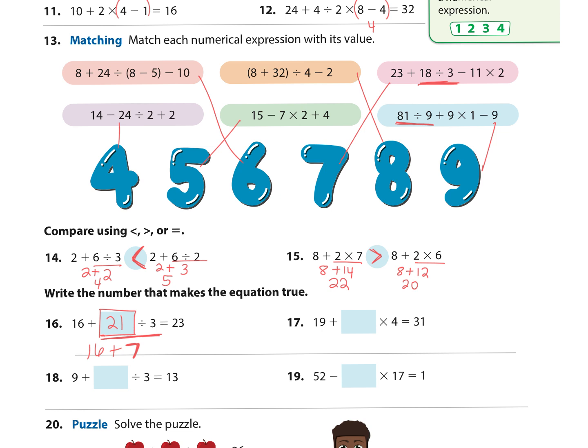On the next one, I'm trying to get 31 as my final answer. So that means I have to do 19 plus whatever this equals. So something times 4 plus 19 equals 31. So let's work backwards a little bit, and let's figure out what 31 minus 19 would be. 31 minus 19 should be 12. So whatever this equals here has to be equal to 12 because I know 19 plus 12 is 31. So what can I multiply by 4 that equals 12? 3. That's my answer.